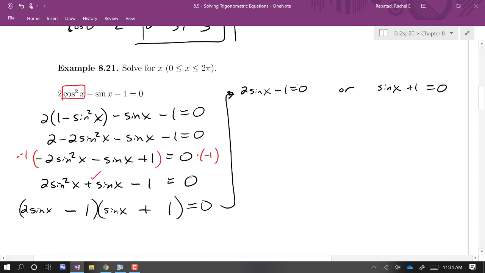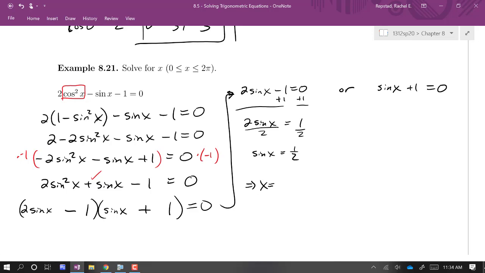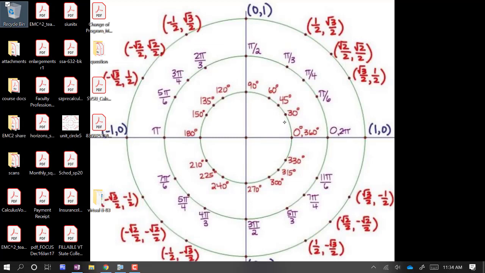If I add 1 to both sides, then 2 sine x equals 1, and dividing by 2 gives us sine x equals a half. And if sine x is equal to a half, then x equals, let's go to the unit circle. Now we're looking for, on the unit circle, where the y coordinate is equal to positive 1/2. That happens here at pi over 6, and over in the second quadrant at 5 pi over 6.